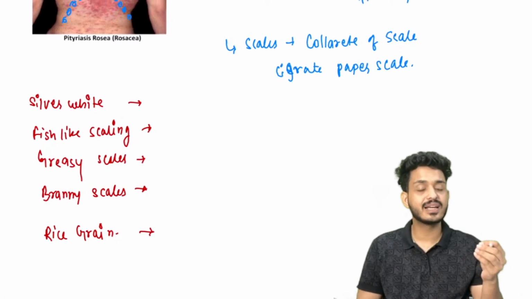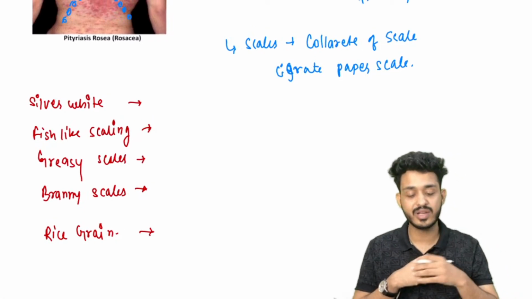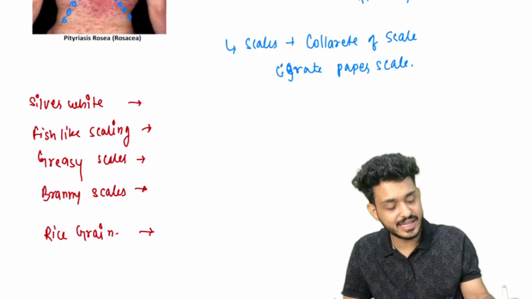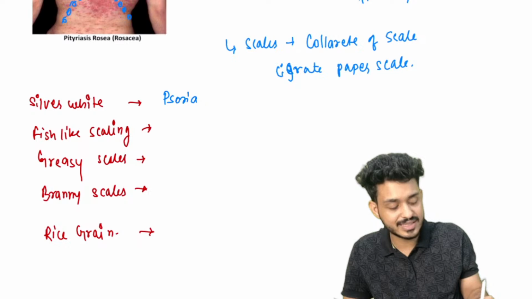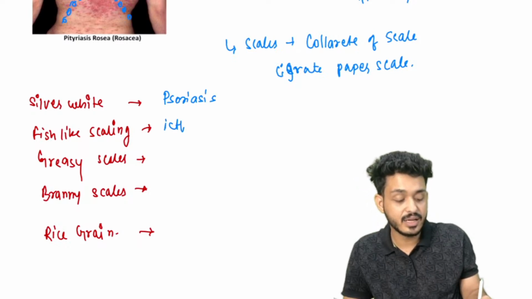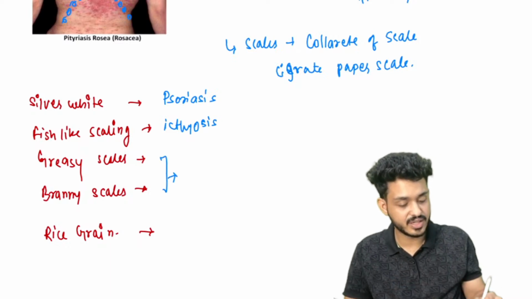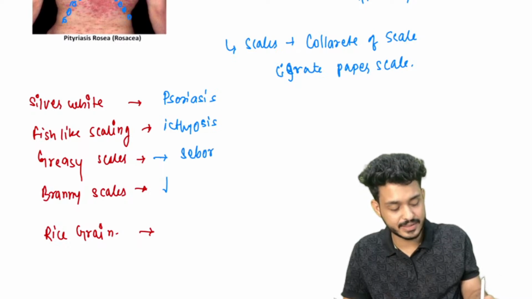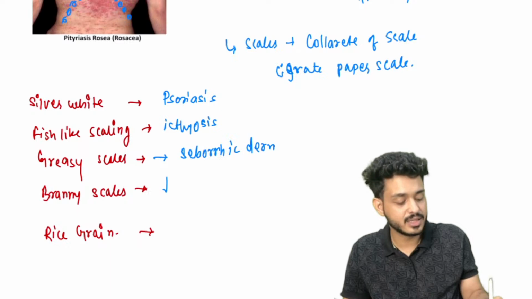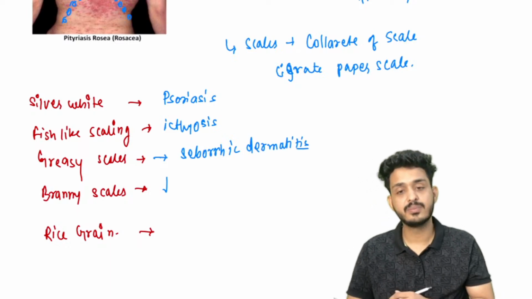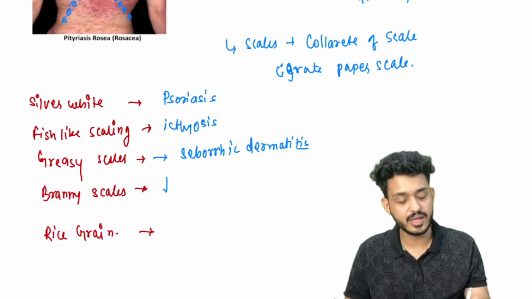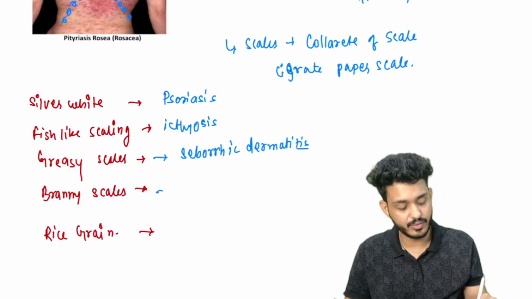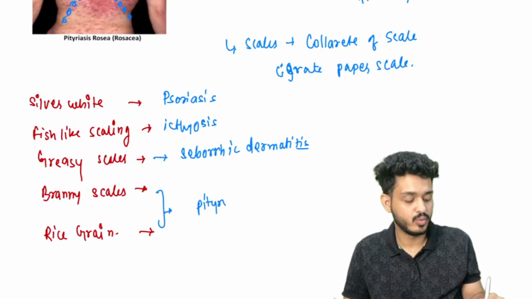Scales are basically desquamation of stratum corneum. Silver white scale we have seen in psoriasis. Psoriasis is the cause. Fish like scaling we have seen in ichthyosis. Next thing, greasy scale is a feature you will be finding in a disease known as seborrheic dermatitis. Seborrheic dermatitis is basically dandruff. In dandruff you will be finding greasy scales. Branny or rice grain scale you will be finding in pityriasis versicolor.